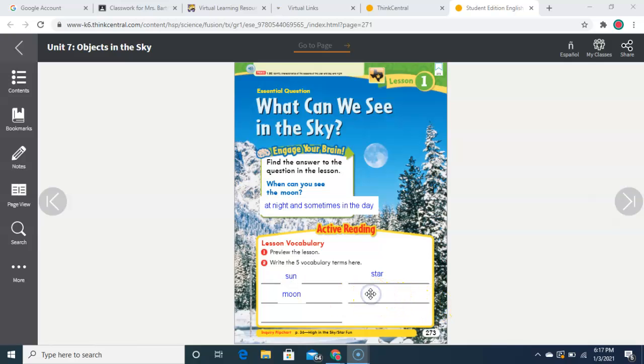Magnify. And our last term is going to be telescope. Telescope. Okay, so take a second and write those terms down. Sun, star, moon, magnify, and telescope. If you need more time, just push pause.